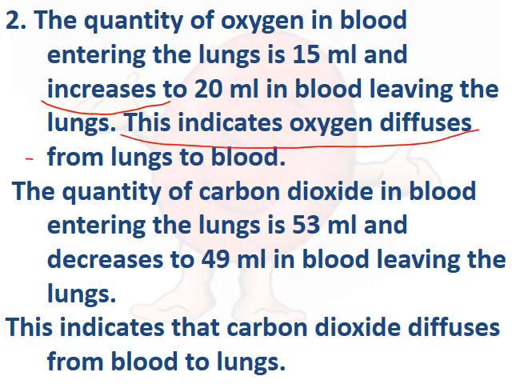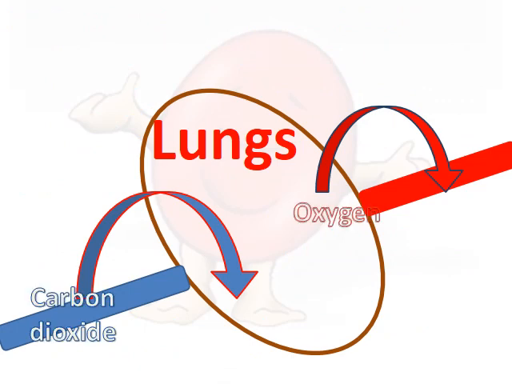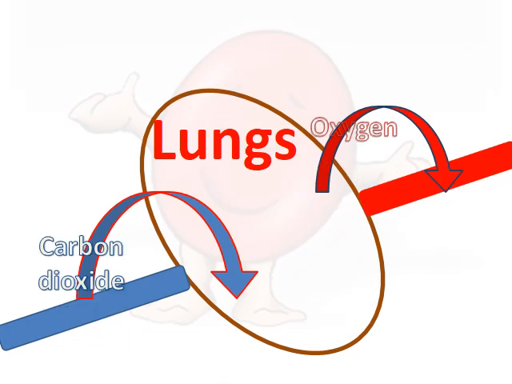As you see here, oxygen always diffuses from the lungs to the blood, from a medium of high concentration to a medium of low concentration. The quantity of carbon dioxide in blood entering the lungs was 53 milliliter and it decreases to 49 milliliter in blood leaving the lungs. What does this indicate? This indicates that the carbon dioxide diffuses from the blood, a medium of high concentration, to the lungs, a medium of low concentration. As you see, the lungs allow the movement of both carbon dioxide and oxygen. So oxygen diffuses from the lungs, the medium of high concentration, to the blood, and vice versa for the amount of carbon dioxide.